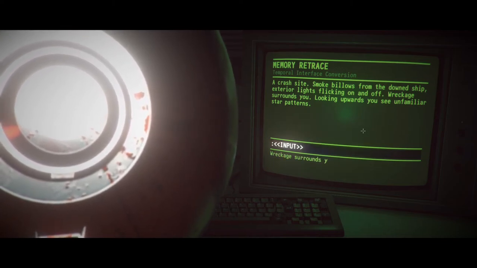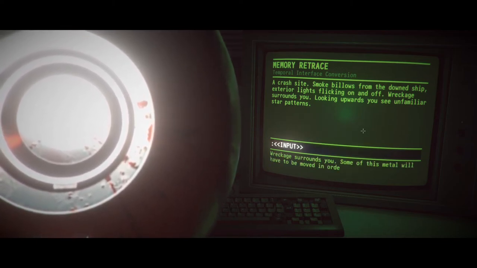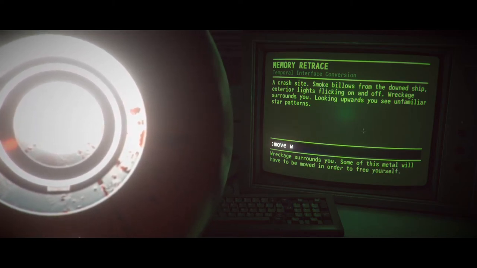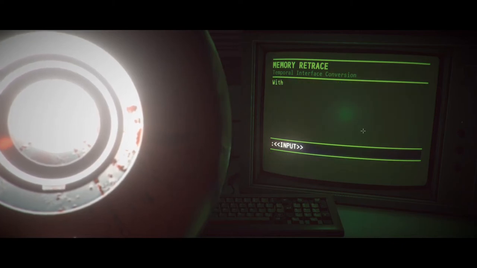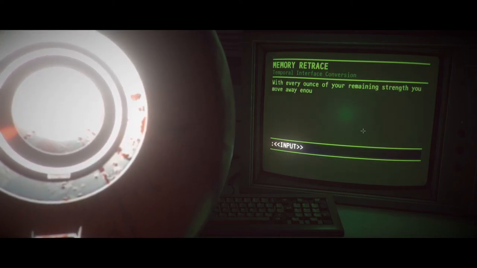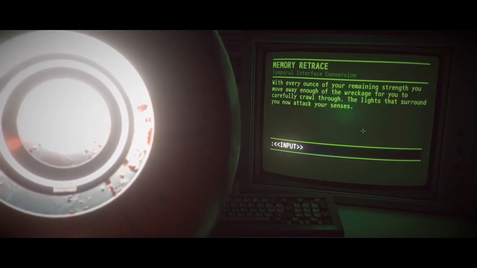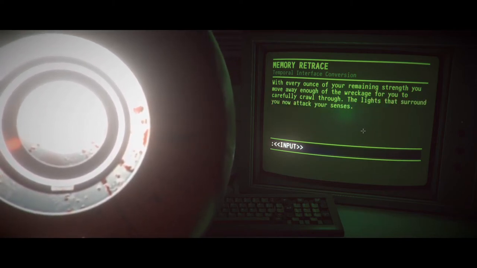Wreckage. Wreckage surrounds you. Some of this metal will have to be moved in order to free yourself. Okay. Move metal. With every ounce of your remaining strength, you move away enough of the wreckage for you to carefully crawl through. The lights that surround you now attack your senses.